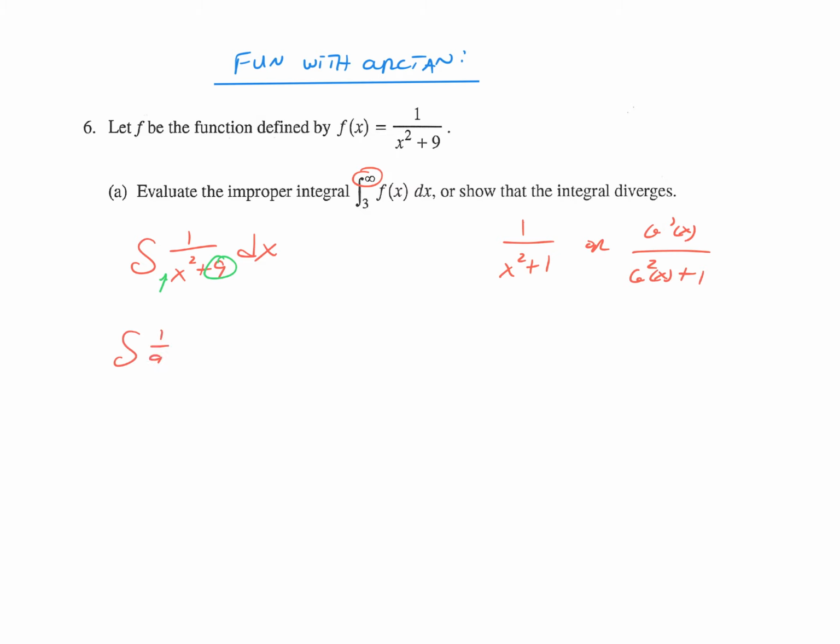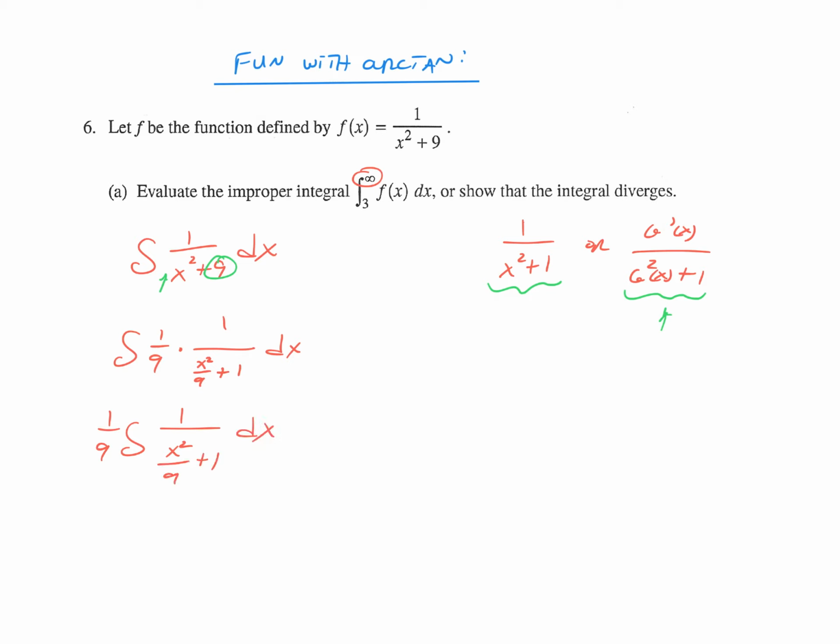So we have 1/9 times 1 over x squared over 9 plus 1. So we're looking closer and closer to this form. So I still can't see how to make this arctangent. Well, first things first, let's put the dx on and pull out the 1/9. And moving on.